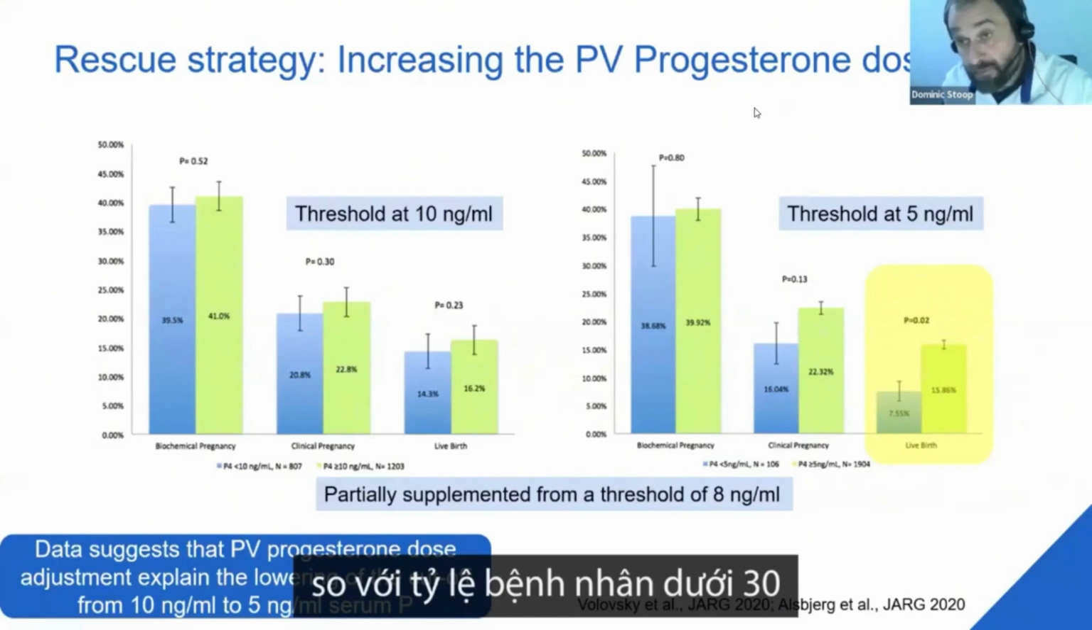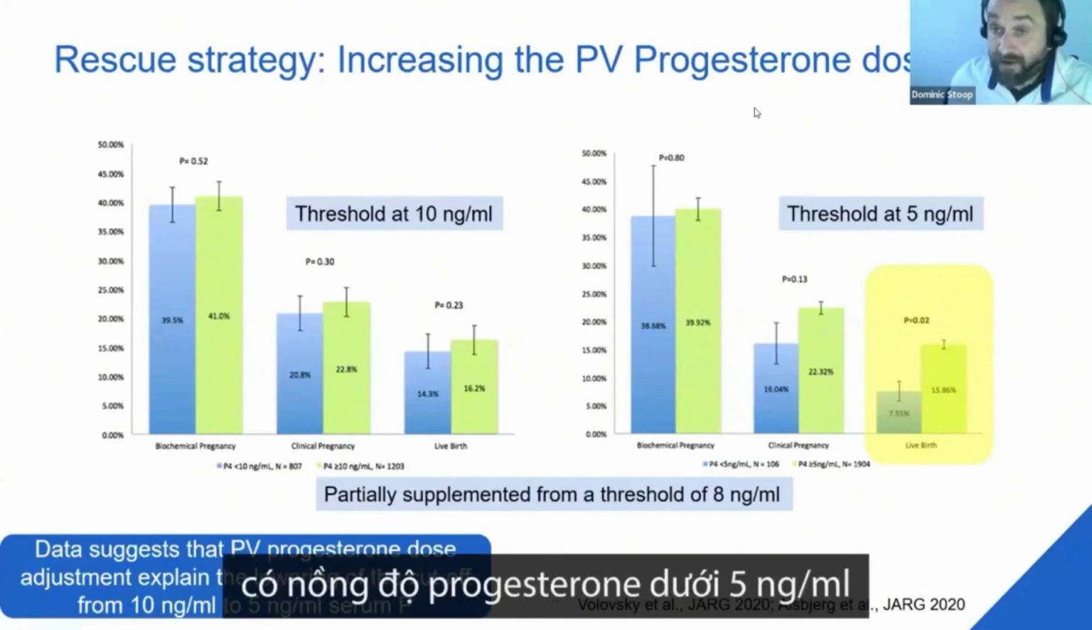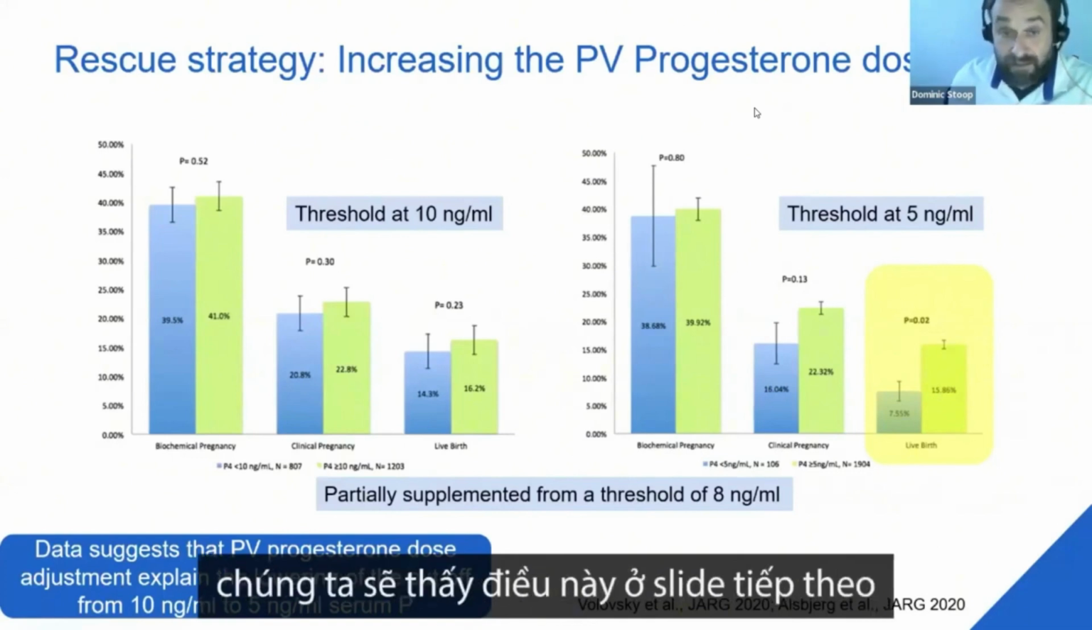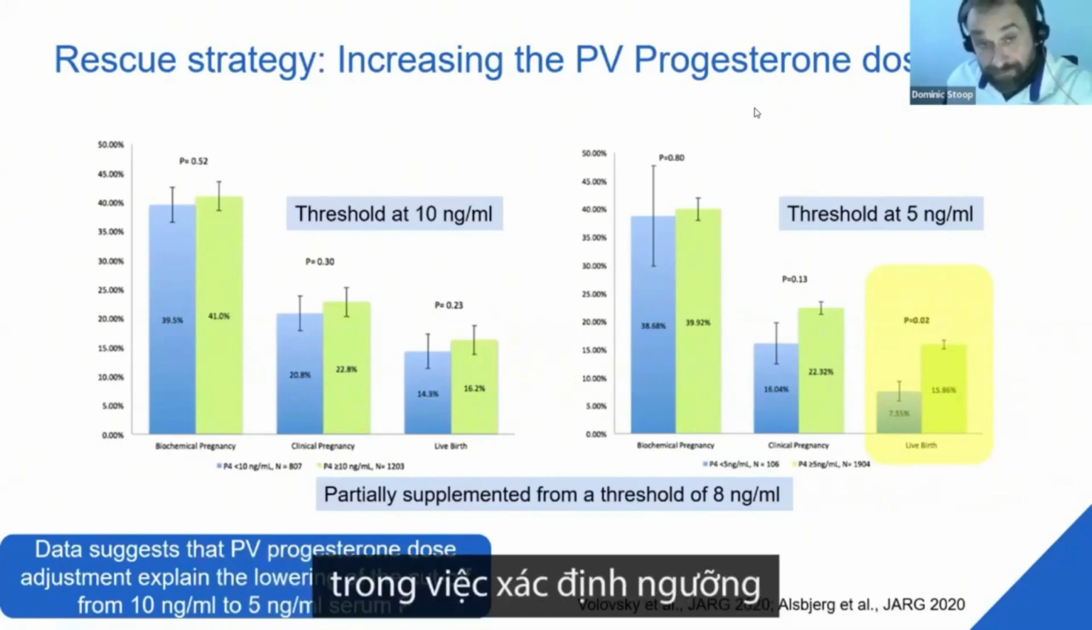Under 30, it's about 30%. Under 5, less than 5% of patients have less than 5 nanogram per ml. I'll come back to that in the next slide. So basically, partial supplementation has a huge effect on determining the cutoff.